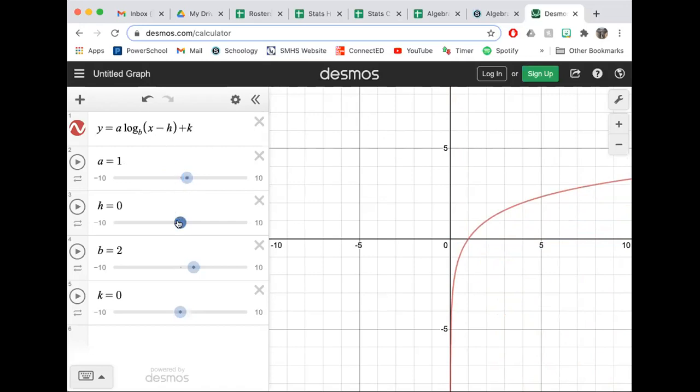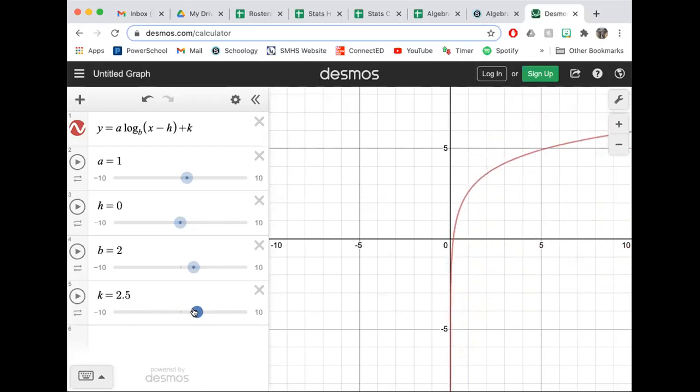H inside the log, this is going to shift it horizontally. Notice this also moves the vertical asymptote. We can't see the vertical asymptote, right? But we know that's kind of where the graph is approaching. So we see that this is what will affect where the vertical asymptote is, this H. All right, and then lastly, the K will shift it up and down. All right, so the K on the outside of the log will shift it up and down.